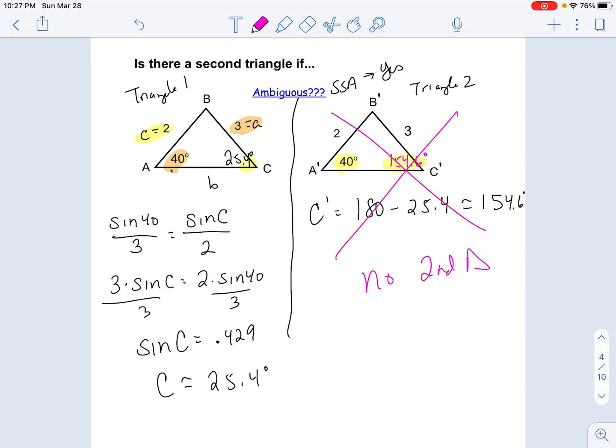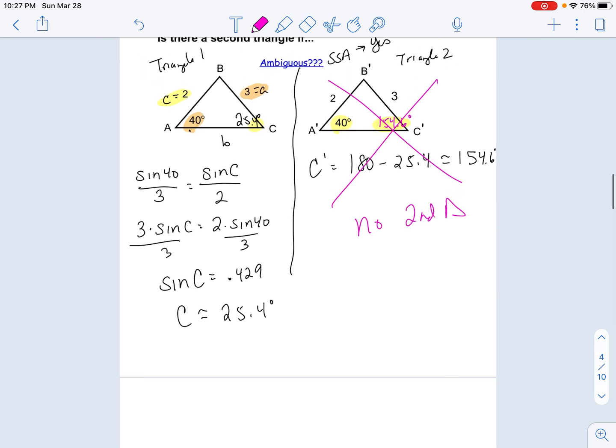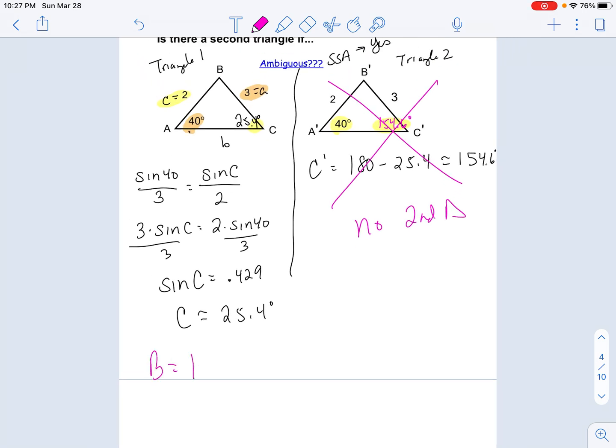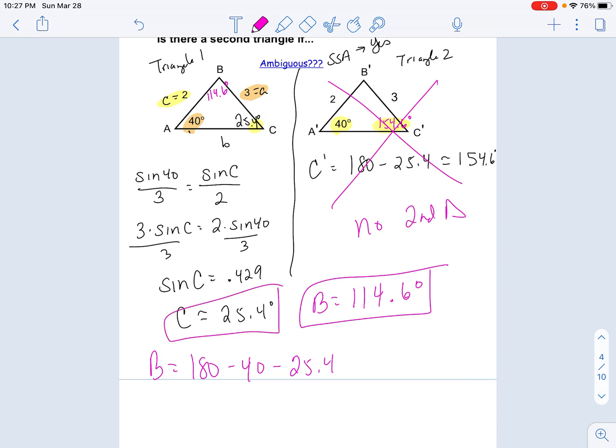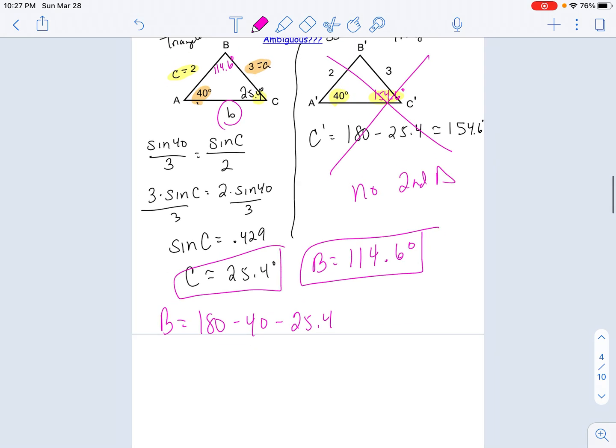So the nice thing here is all I have to do is finish the first triangle. All right, so we know angle C. We can find angle B by just doing 180 minus 40 minus 25.4. So 180 minus 40 minus 25.4 gives me 114.6 degrees. So I know angle B is 114.6 degrees. So far I've got angle B, I've got angle C. So all I'm missing is little b.